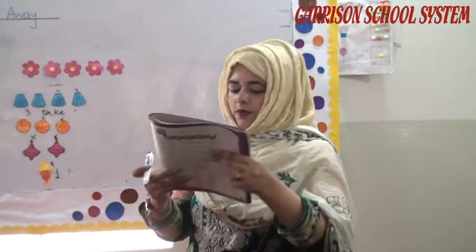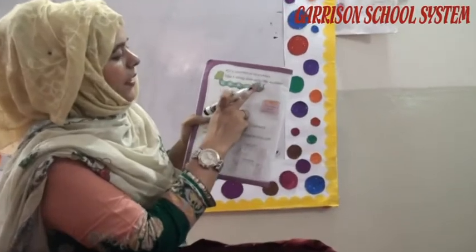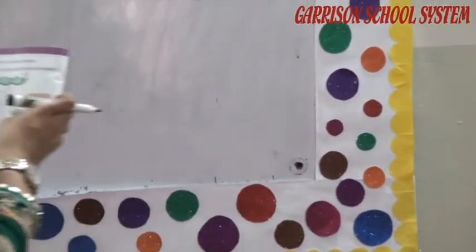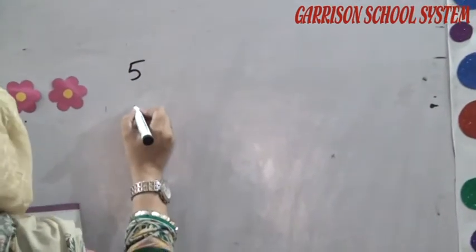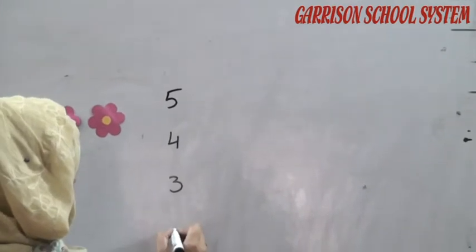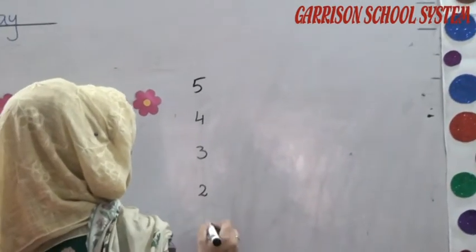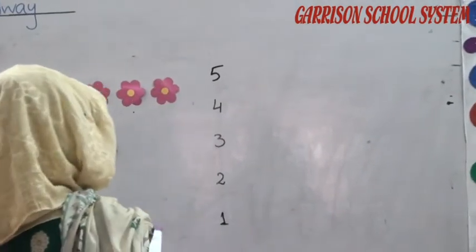Put a counter on page number 32, put a counter on the snake, take away 1 and write the numbers. So we have 5, we have over here 4, we have over here 3, we have over here 2, we have over here 1.